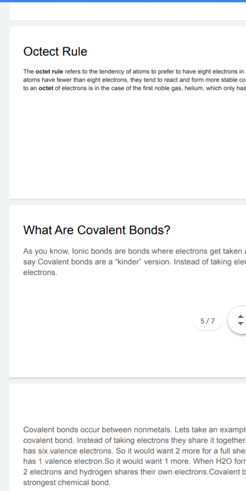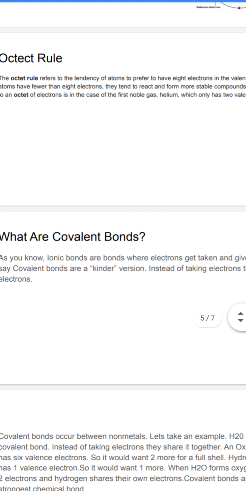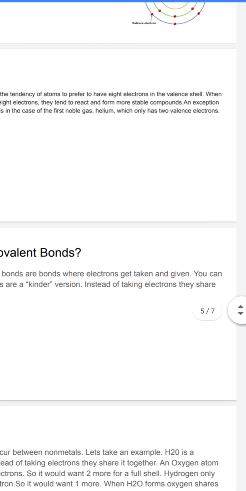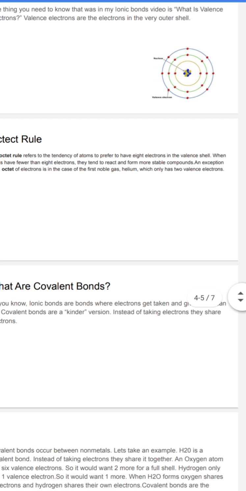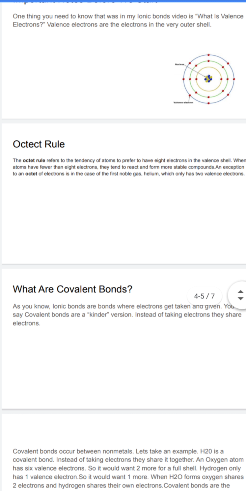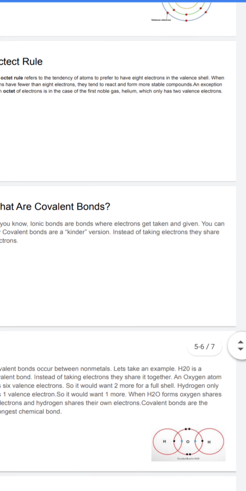What are covalent bonds? What is the thing that we're all waiting for me to say? As you know, ionic bonds are bonds where electrons basically get taken and then they gift them. It's basically kind of like stealing, but I don't want to put it that way. It's kind of like that though. Covalent bonds are basically a kinder, nicer version of ionic bonds. What I mean by that is that instead of taking electrons, they actually share them together. I'll show you a picture soon.